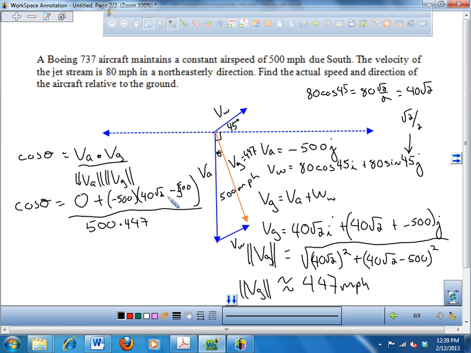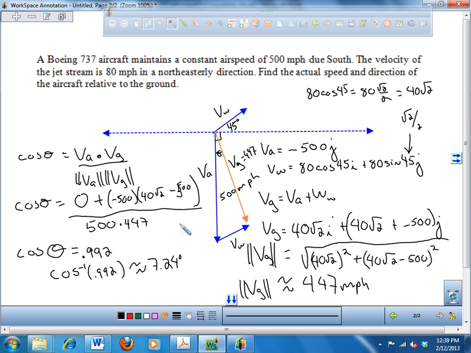So if I do that on my calculator, I get cosine of theta is equal to something. What do you get? 0.992. 0.992, right? And then what if you take the inverse cosine of 0.992? What do you get? A small angle. 7.24. Perfect.